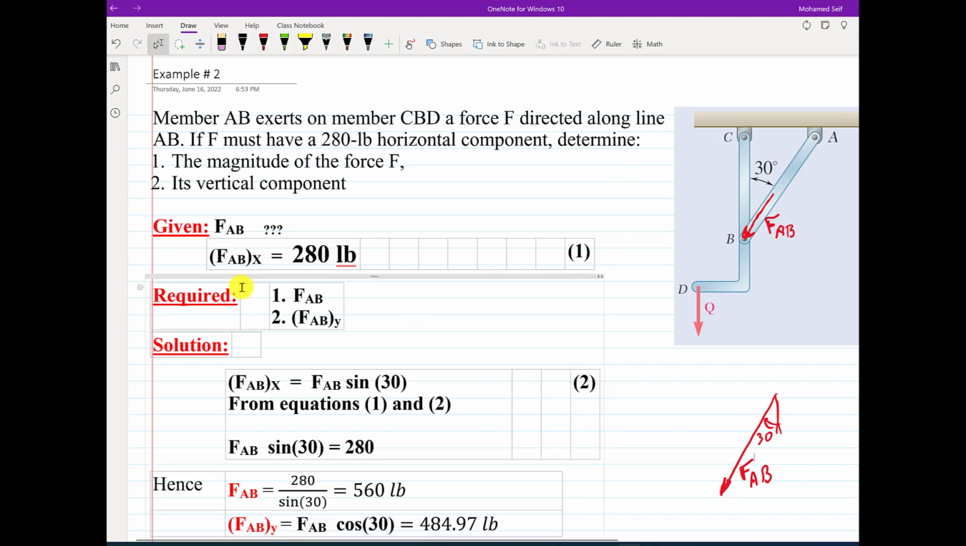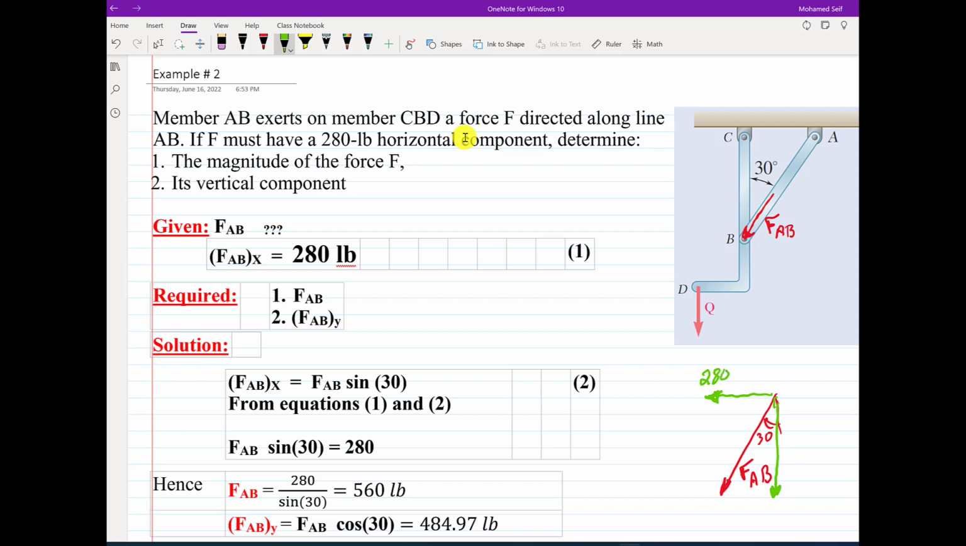Okay, now what is it asking for? A force directed along the line AB. If F must have a 280-pound horizontal component, so this force has two components. Let me put the two components of this force. It has an X component like this and the Y component like this. It says that the X component must have 280. So the X component is equal to 280.